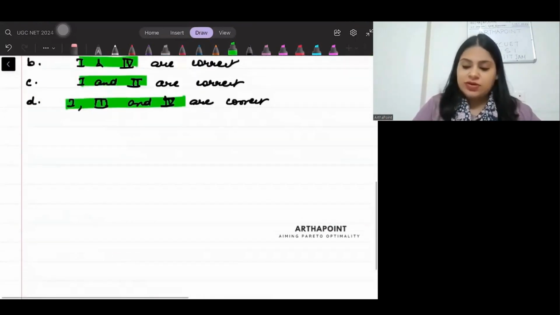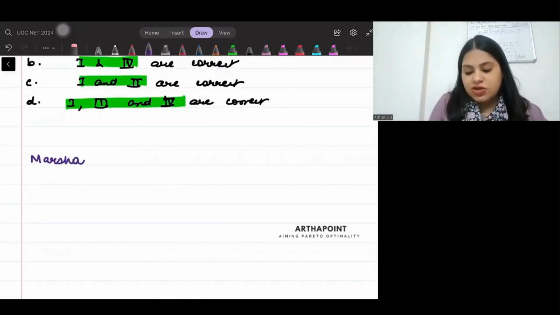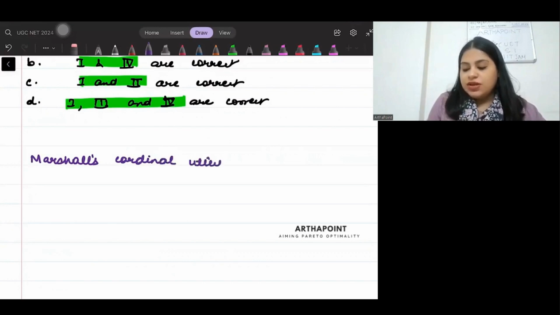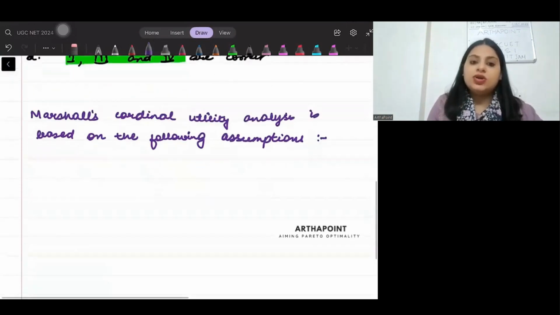So please write down, beta. First, let's write down Marshall. This was given by Marshall. Marshall's cardinal utility analysis is based on the following assumptions. So these are the assumptions of Marshall's cardinal utility analysis.